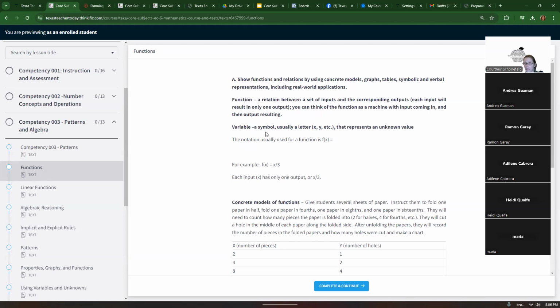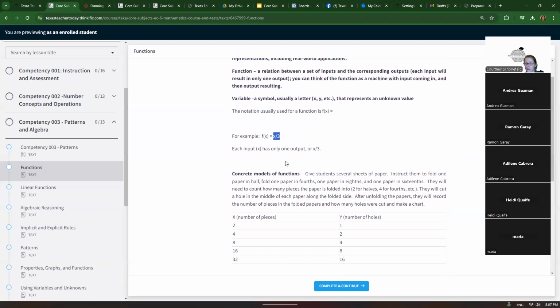A variable, we know, is a symbol like x or y that represents an unknown value. And this is how you represent a function. They call it f of x equals. So for example, if we have f of x equals x divided by 3, each input, x, has only one output, x divided by 3. That means it's a function.